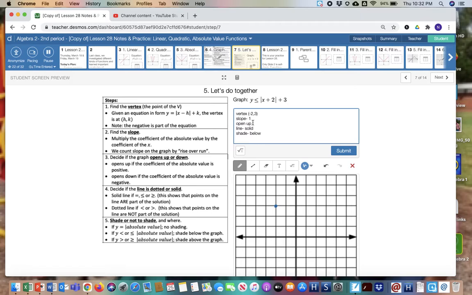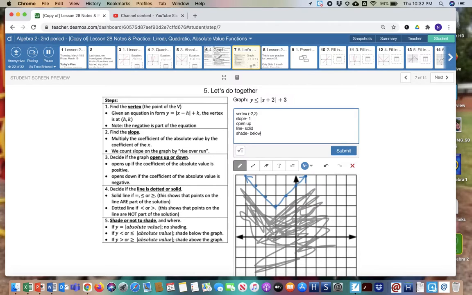Okay, and now we need a slope of 1. So I'm going to go up 1, right 1, up 1, right 1, up 1, right. I could do a few of them. Up 1, left 1, up 1, left 1, up 1, left 1. And then I need a solid line. I'm going to throw arrows on it. And then we're going to shade below, meaning we're going to shade everything down here.